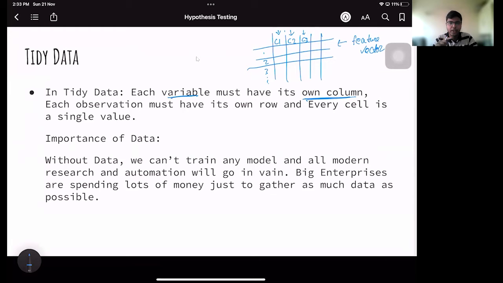That is the first point in tidy data. Then each observation must have its own row. These are the feature vectors that I mentioned. Let's say there are 10 people with different heights. The 10 people are the observations, and the height is a feature of those observations. If we include skin color, eye color, iris color, these are all other features of these observations. So this is the second quality in tidy data, and every cell should have a single value.